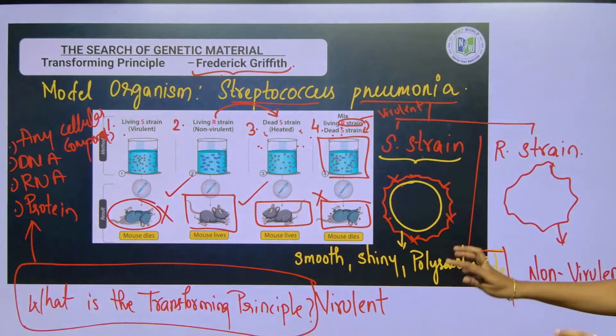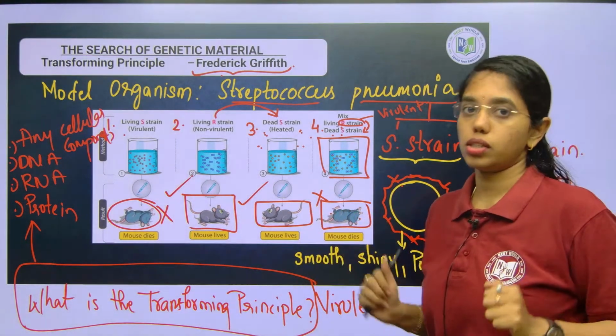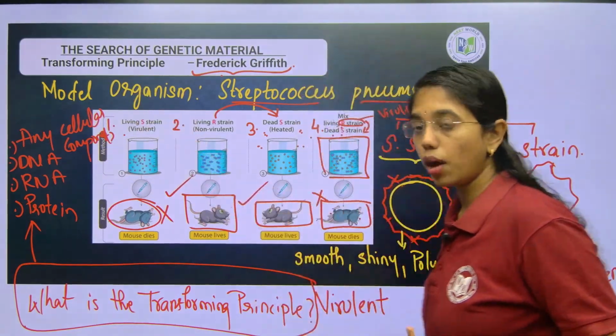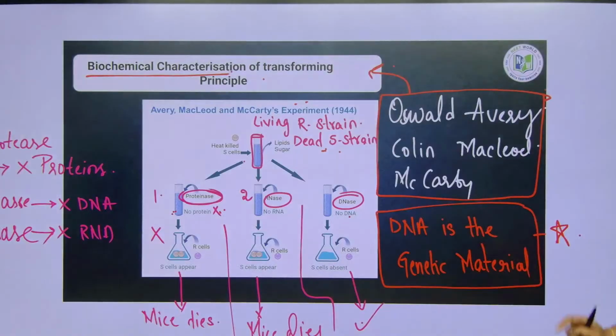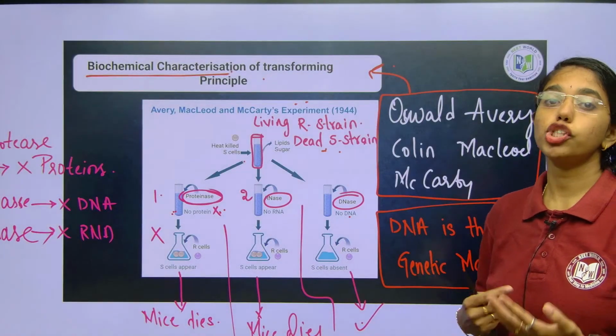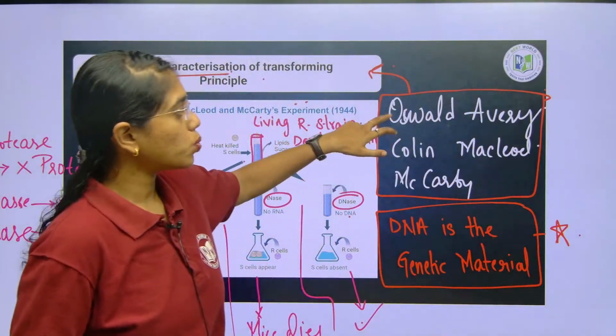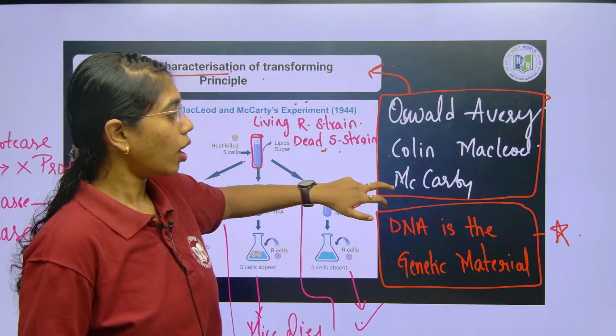He said there is some transforming principle underlying it, but there is a big question mark on what the transforming principle is. Is it DNA, RNA, protein or any cellular component? This is answered by biochemical characterization, which was done by three prominent scientists: Oswald Avery, Colin MacLeod and Maclyn McCarty.